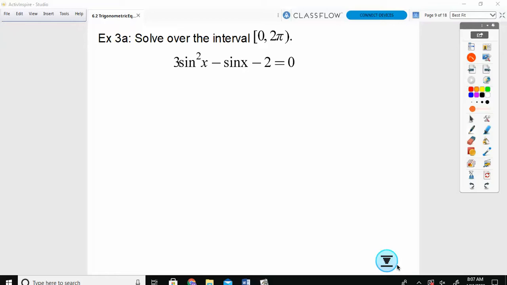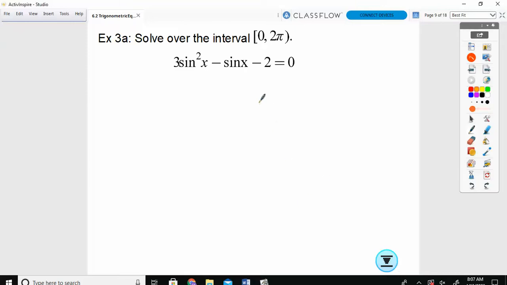Yesterday we did a couple examples. The first one was pretty straightforward. We just solved for our trig function. Second one, we had to factor first by doing the greatest common factor. What about this one? Does anything stand out to you? Factor. Okay, how would we factor this? Box method.